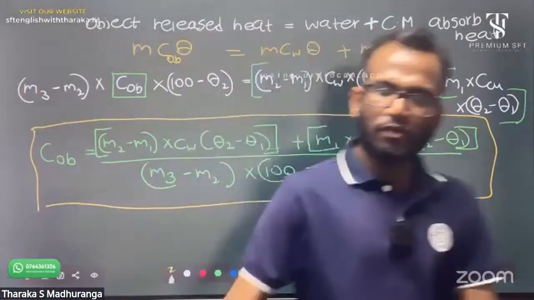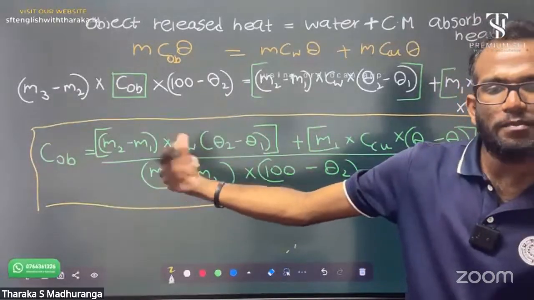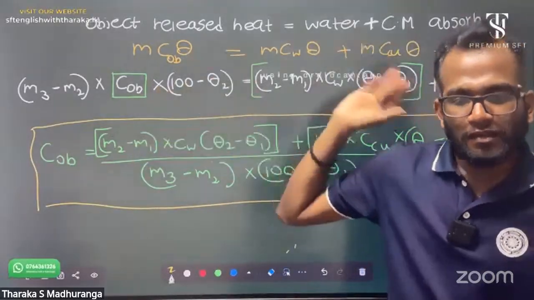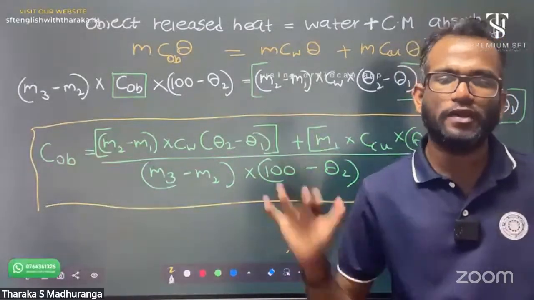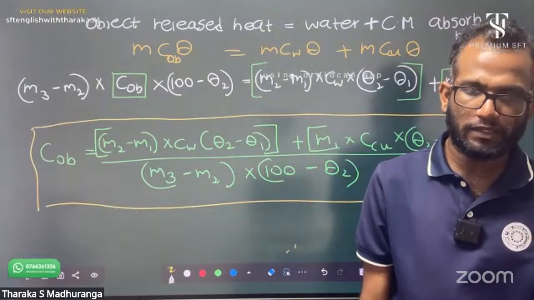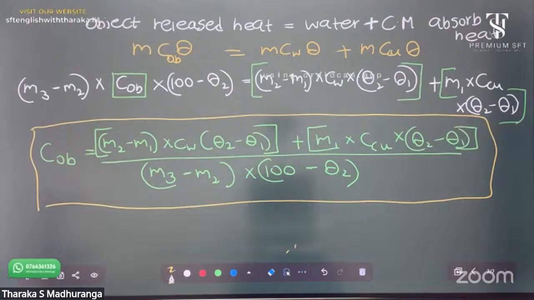Are you clear? Don't worry about these symbols, the symbols come from the experiment. It is just the basic mixture method: the heat released by the heated substance is equal to the heat absorbed by the water and calorimeter. MC theta equals MC theta plus MC theta. Are you clear?